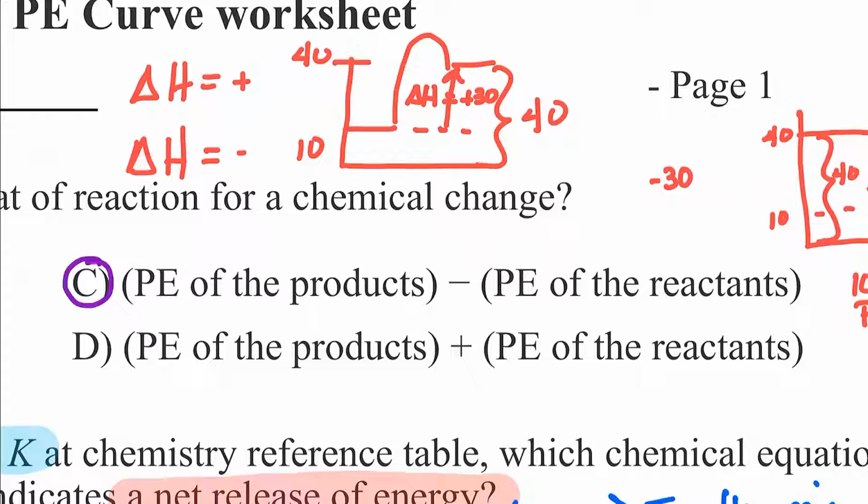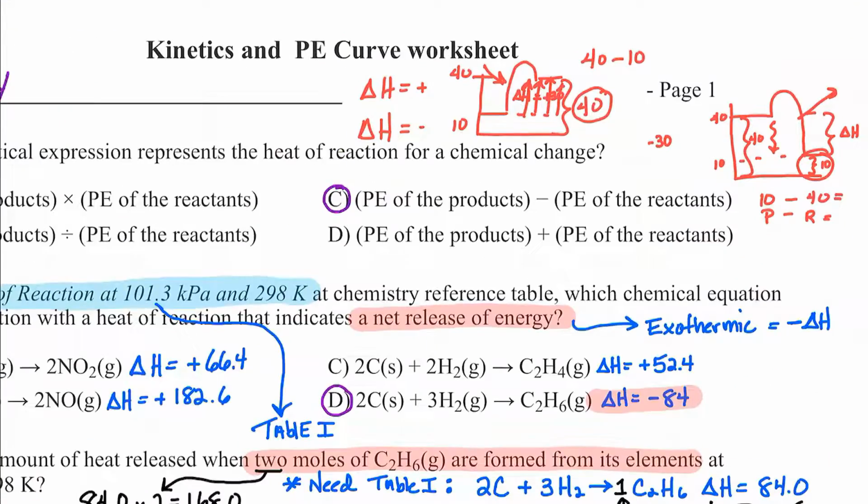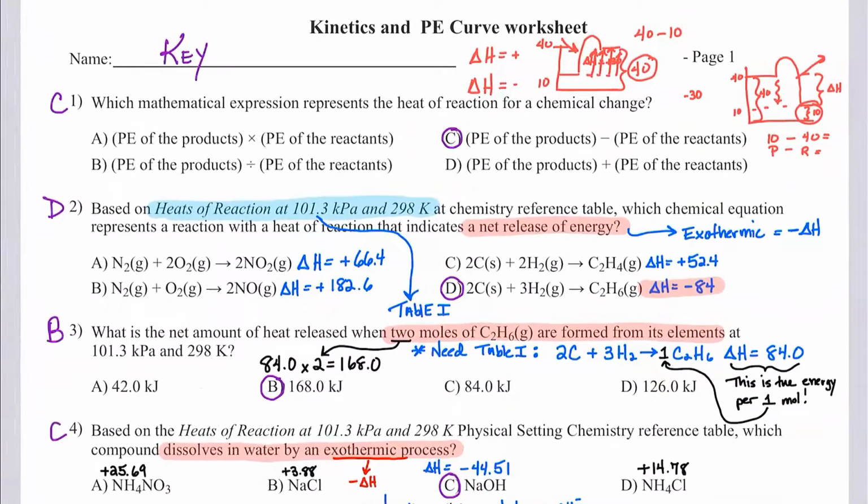So how do I get that? Well, take the potential energy of the products, 40, and subtract the reactants, which are 10, and you get the positive 30. So in order to get the sign that we need, products minus reactants works. And notice delta H has to be positive. We're going up because we're absorbing energy. Exothermic goes down because we're releasing energy. That's the reason why the signs are there. Okay, in any case, number one is C.